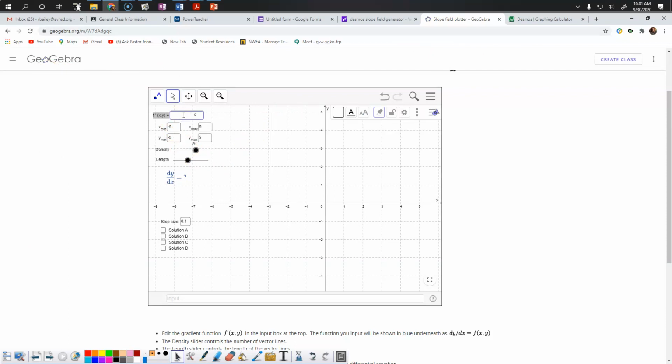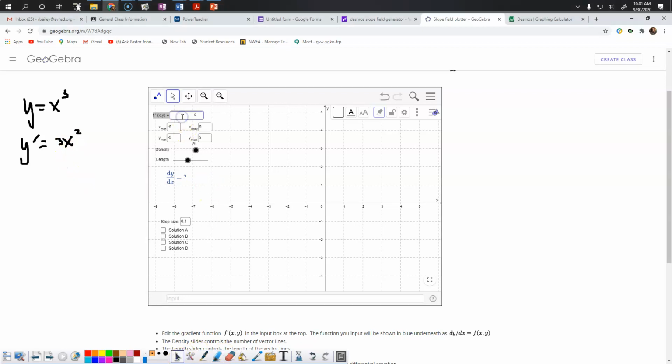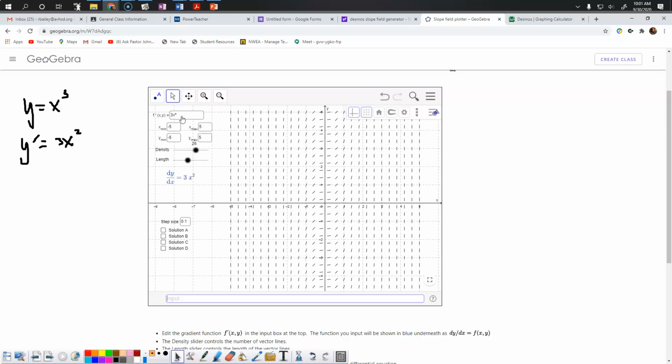But anyway, now remember, whenever you do a slope field, you're not graphing the original function. So I'm not going to graph y equals x cubed. Instead, I'm going to graph the differential equation, the derivative of that, which is 3x squared. And I want to sketch a slope field using that differential equation. So I'm going to put 3x to the power of 2. Enter. And there's the slope field. Wow, it just did it for us.